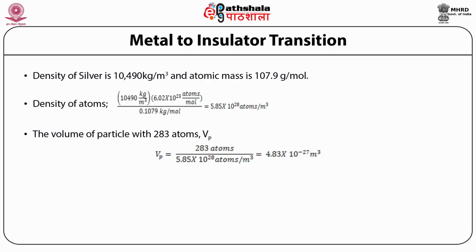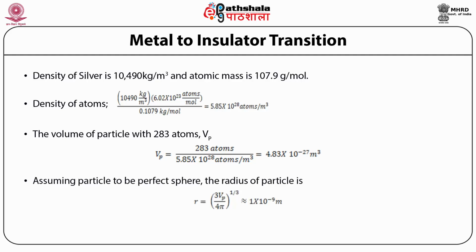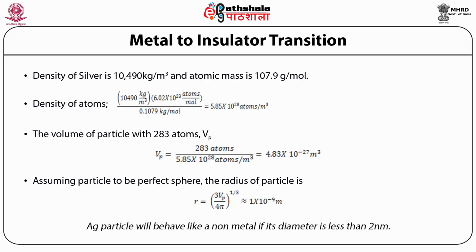This is equal to 4.83 multiplied by 10 to the power minus 27 meter cube. Now if we assume the particle to be a perfect sphere, the radius of the particle is r equal to (3 Vp by 4 pi) to the power 1 by 3, approximately equal to 10 to the power minus 9 meters. So the silver particle will behave like a non-metal if its diameter is less than 2 nanometer.